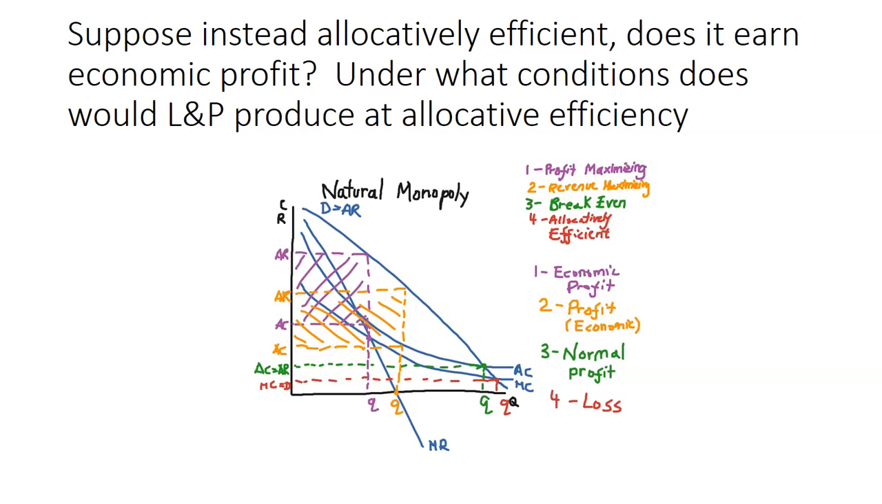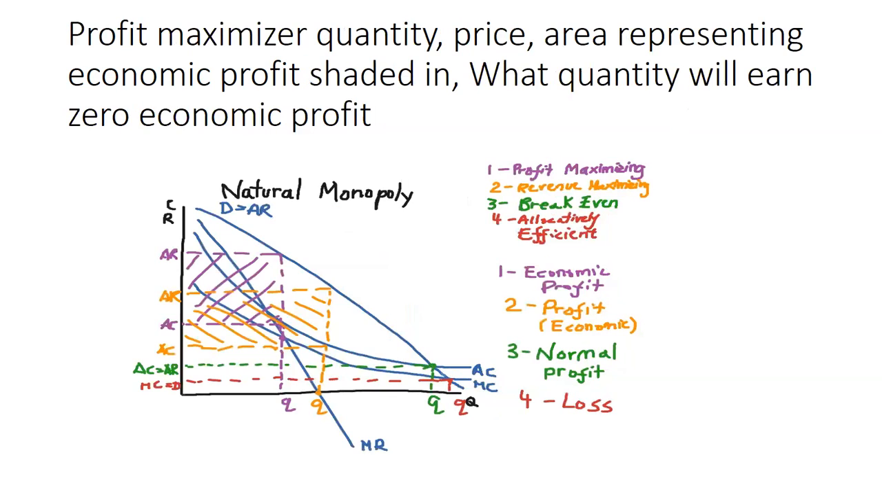Okay, so that was the first FRQ. And I think only one person didn't get downward sloping D and MR. A couple of guys didn't get the ATC and MC because they had the MC upward sloping. Okay. And you guys did a really good job on what quantity will earn zero economic profit, where ATC crosses demand.